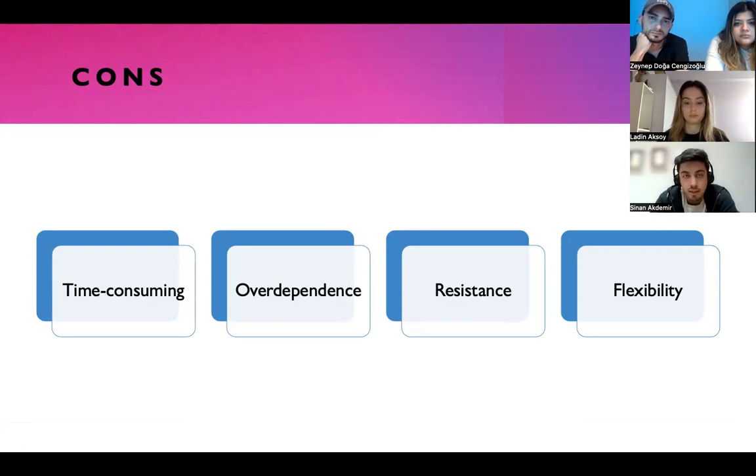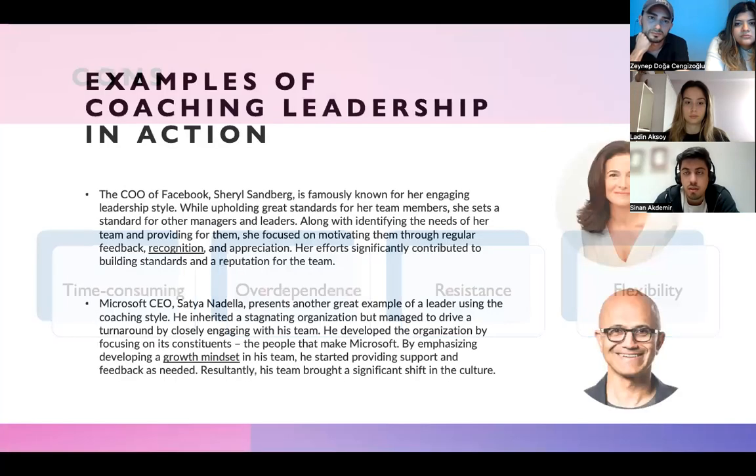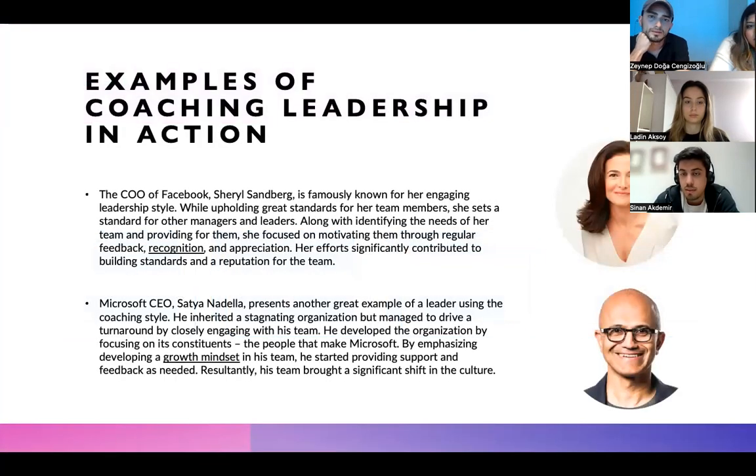And lastly, flexibility. Some team members may prefer a more directive or hands-on approach with their leader, making coaching style leadership not always beneficial. And now Zeki will continue about the real-life examples.